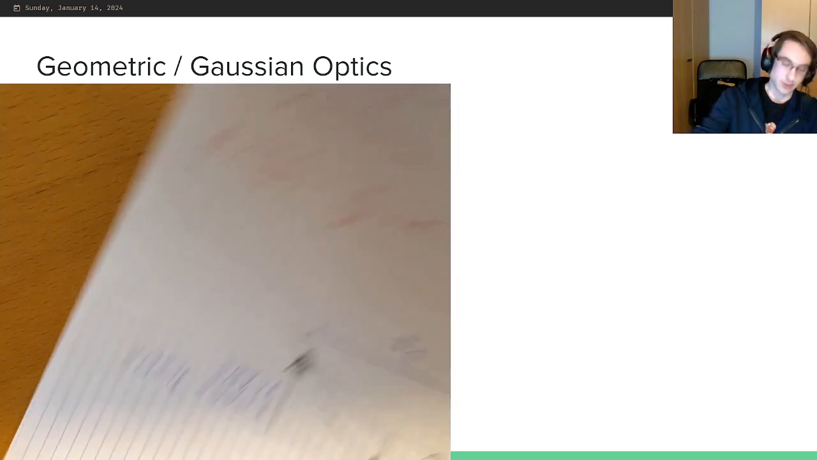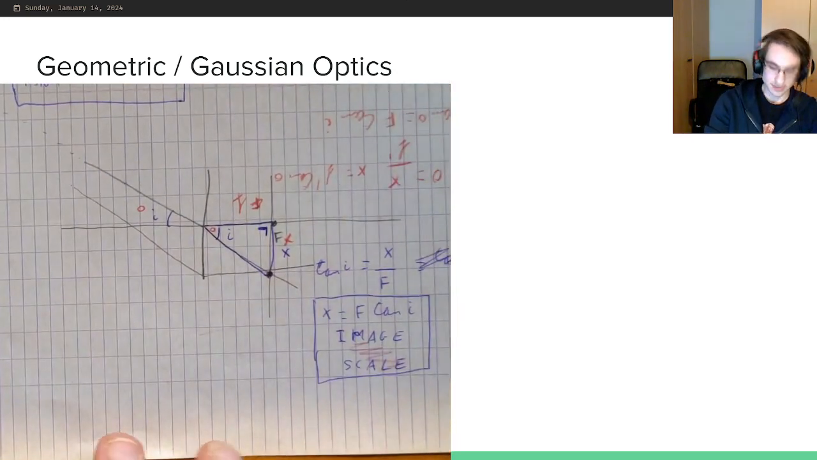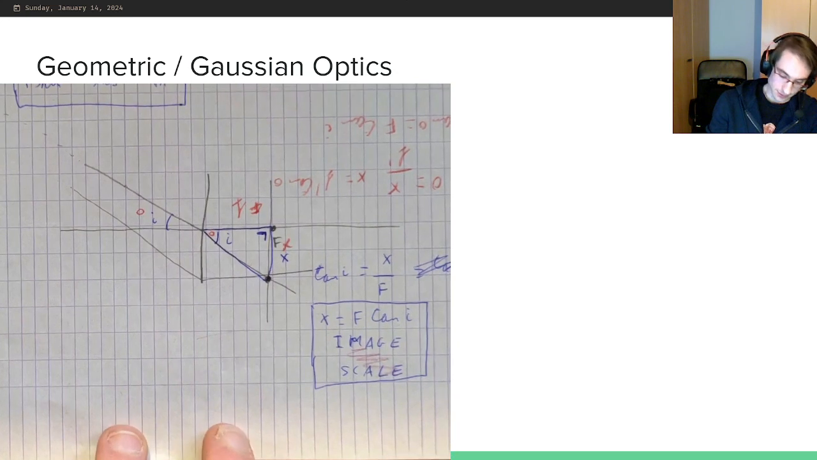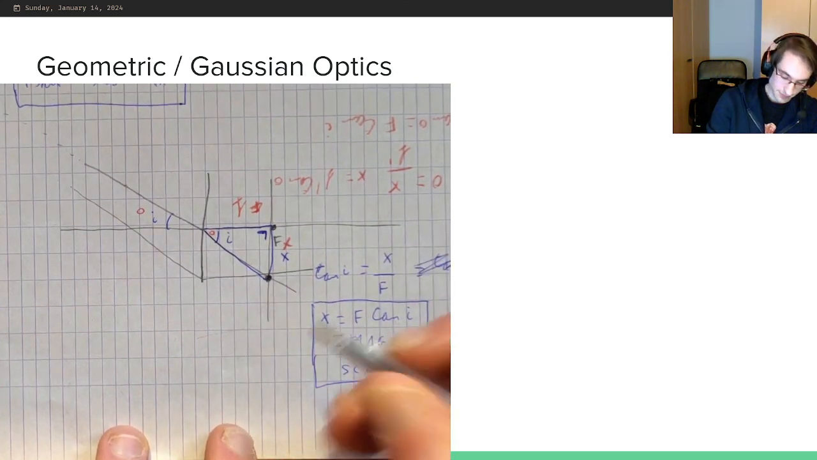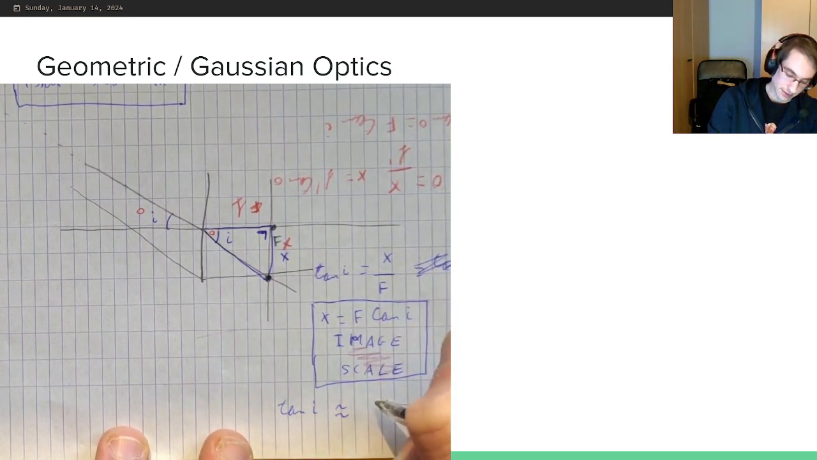One more thing, I should also apply this linear approximation to this thing right here. So this tangent of I on the image scale is going to be approximately pi divided by 180 times the angle of I in degrees.